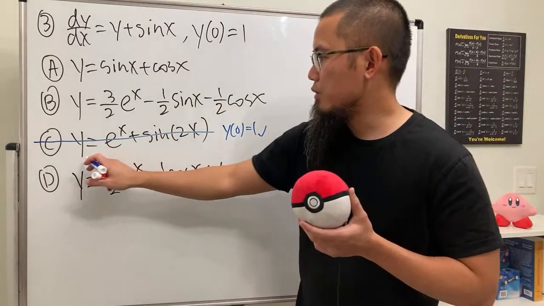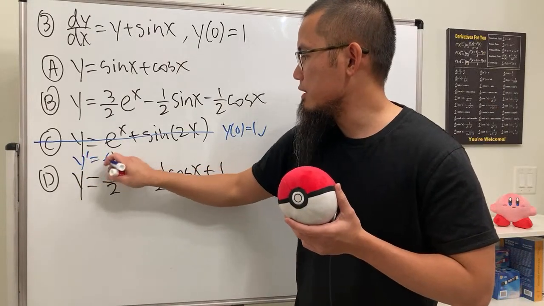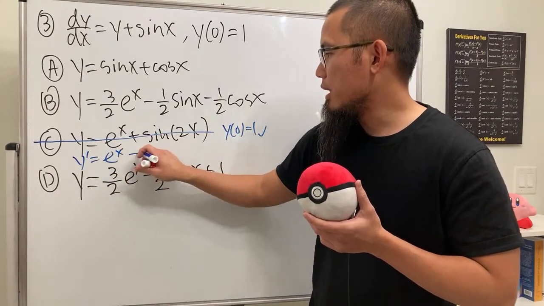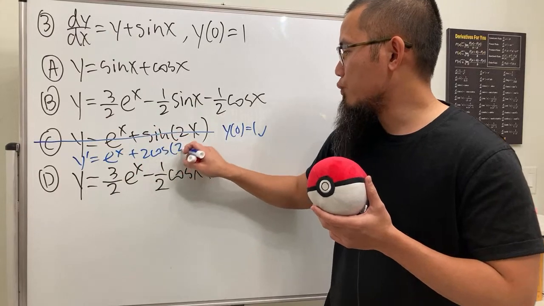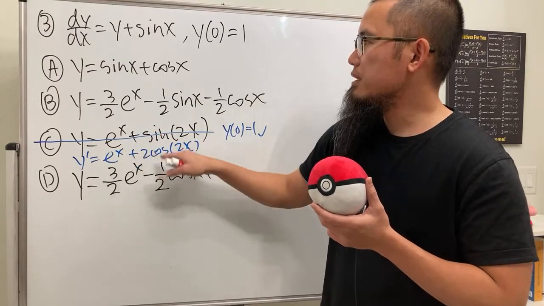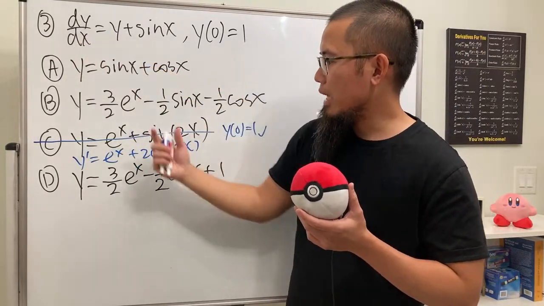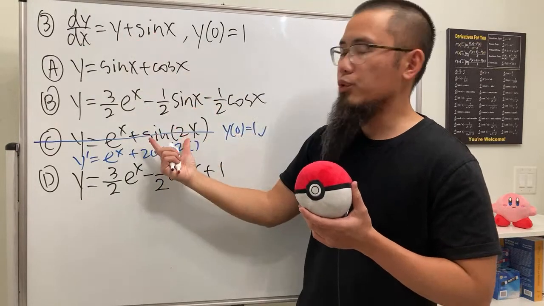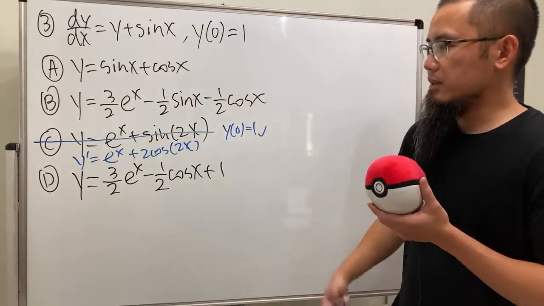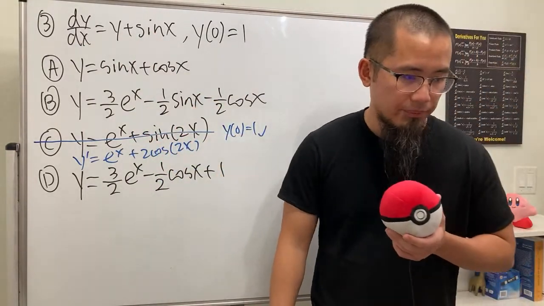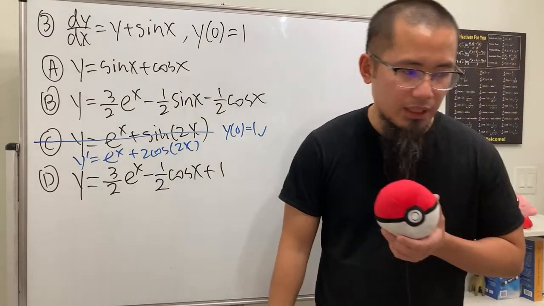Yeah, you can just quickly do the derivative. This is e to the x, and then you get plus 2 cosine of 2x. And if you put this here, then you see that you have the cosine, but on the right hand side you do not have the cosine. So that's one way to see it. So it's not C. It's also not D.